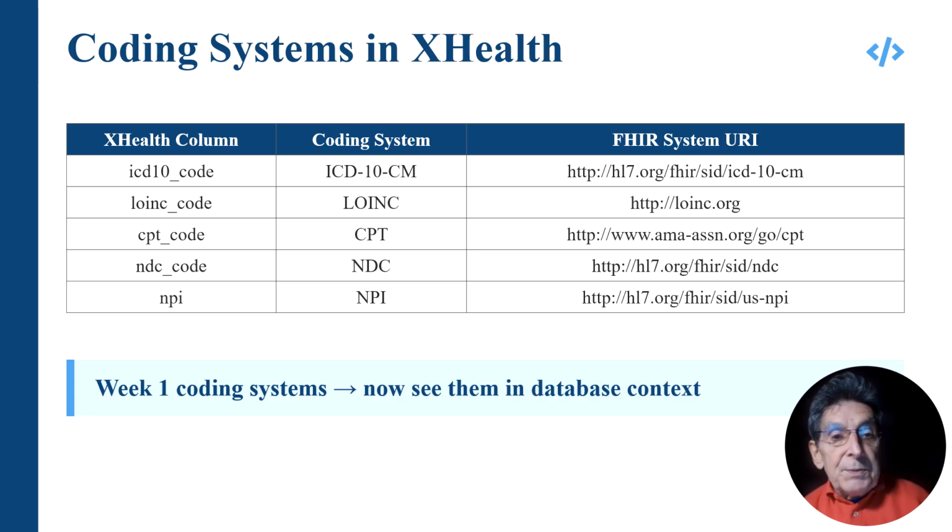Let's look at the coding systems in xHealth. These aren't arbitrary. They were the standard coding systems used nationally and internationally, required for interoperability. Remember when we covered coding systems in week 1? Now you're seeing them in database context. You can see how they map to the FHIR system and identify coding systems in resources. This connection from week 1 coding systems to database columns to FHIR resources is exactly the kind of integration that you want.